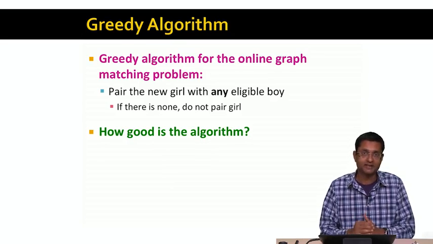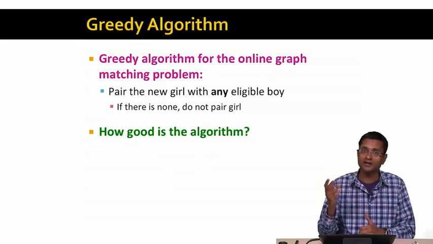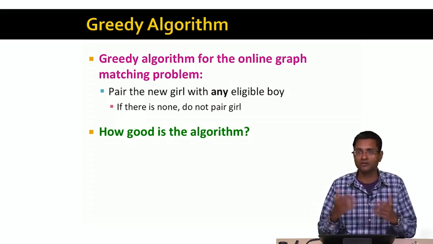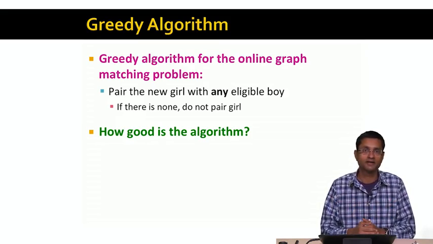And the greedy algorithm says, well, when a girl's choices are revealed, don't ever choose not to pair that girl if possible. If there is any eligible boy, if there is any boy with whom that girl is compatible, where there's an edge, and that boy is not already paired, then just pick such a boy arbitrarily, and pair that girl with that boy. And if there's no eligible boy, then don't pair the girl, obviously, because we can't do anything there. So it's a very simple algorithm, the greedy algorithm.